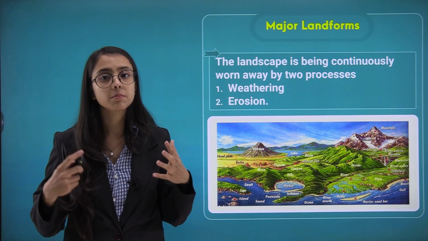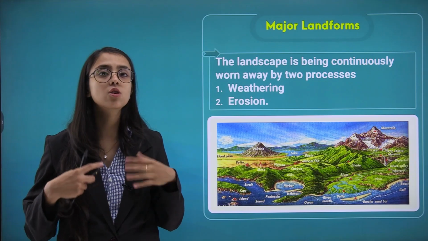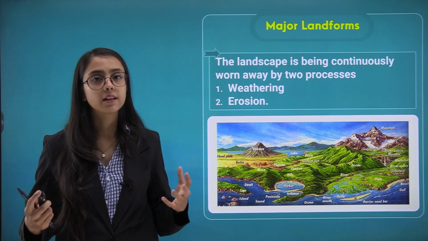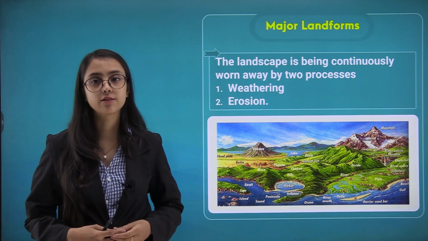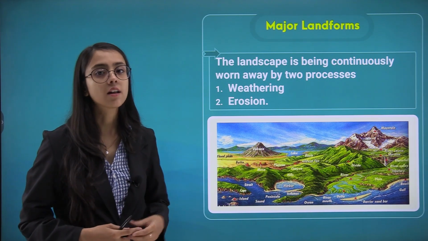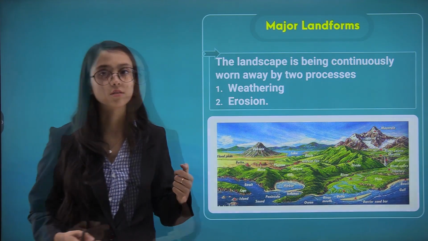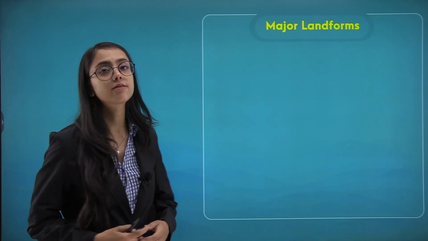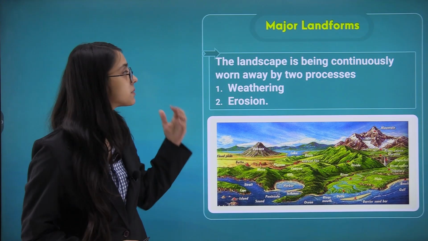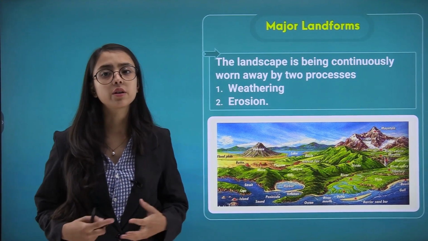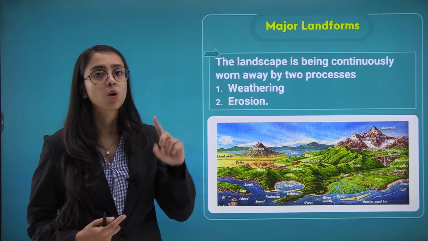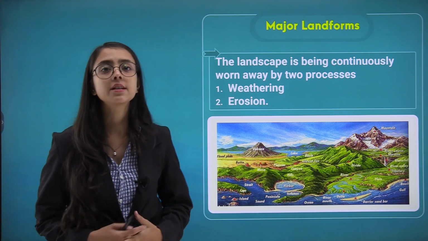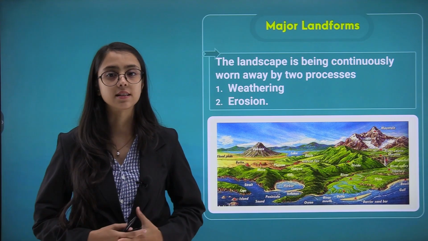Now, what are the major landforms that are continuously made or destroyed by the process of exogenic forces? What are the major landforms that are formed due to exogenic forces? The landscape is continuously worn away by two processes. One is weathering and the other one is erosion. We will study about these processes in detail.